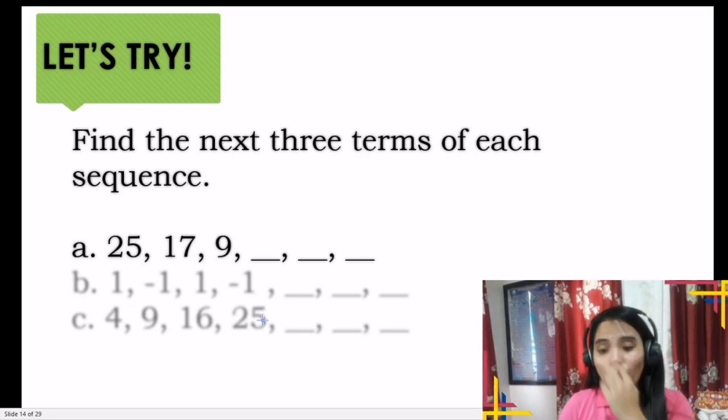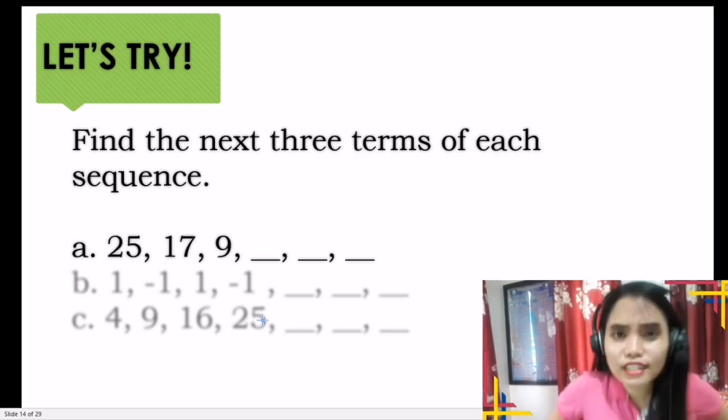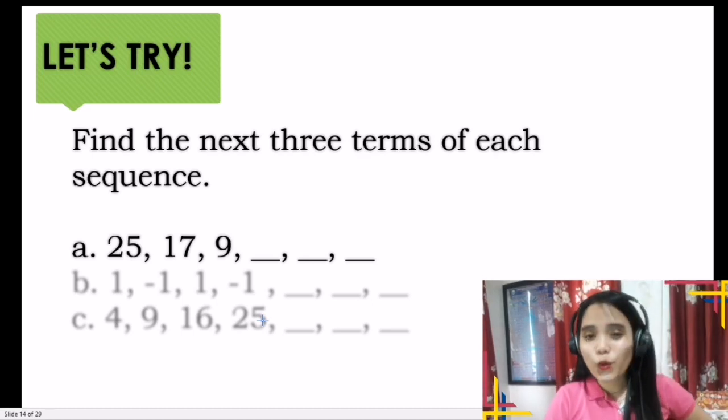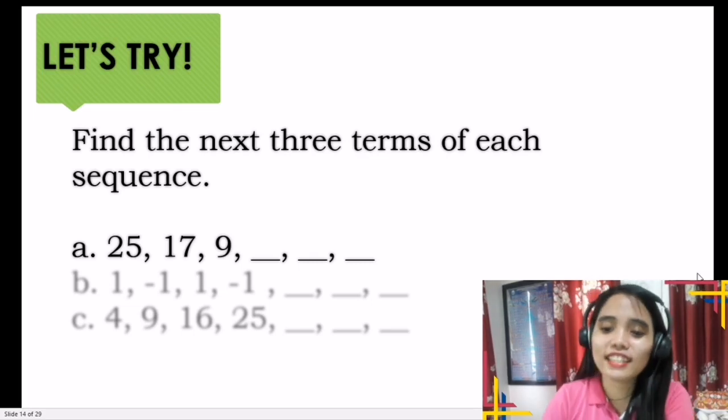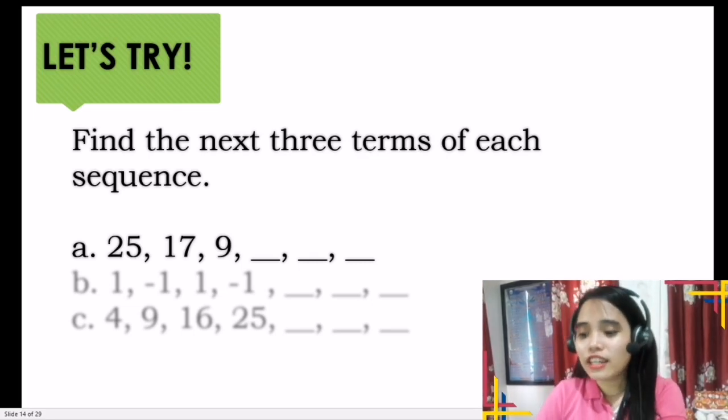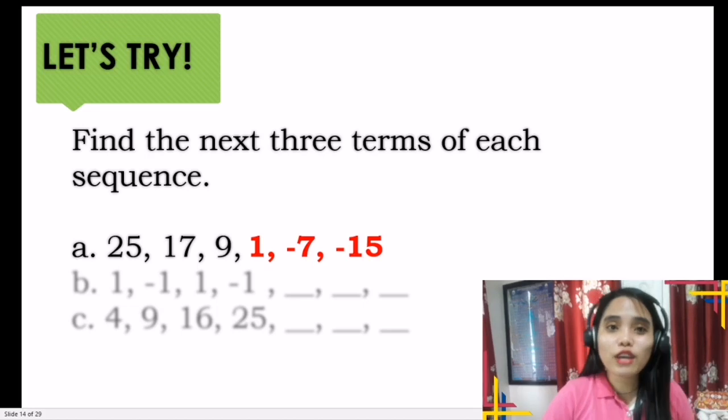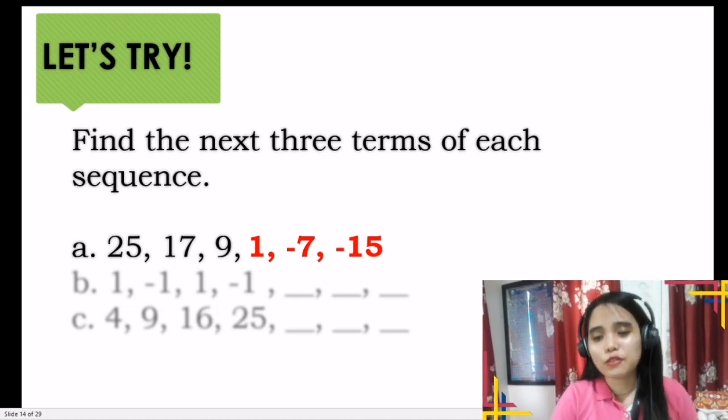Okay, so we have 9. So 9 minus 8 is 1. 1 minus 8 is, ano kaya? Negative 7. And negative 7 minus 8 is negative 15.